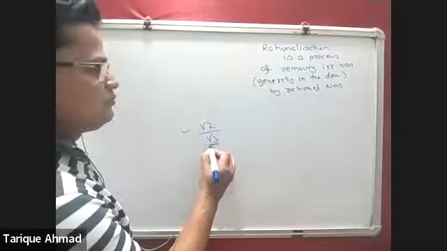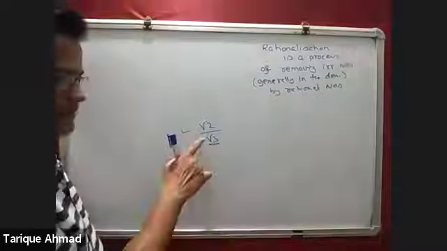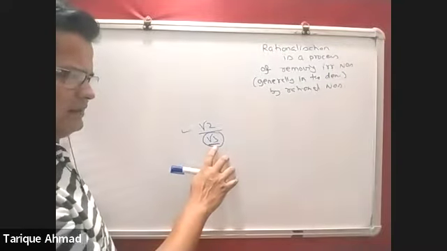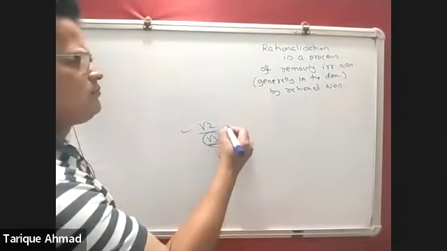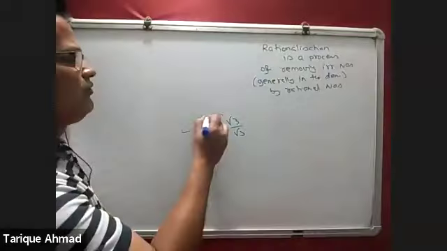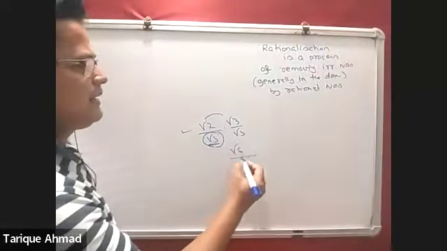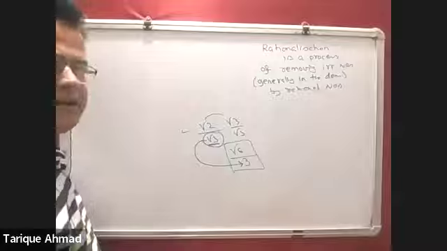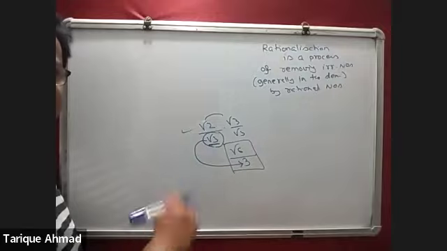How can we rationalize this one? We have root 3 in the denominator, and to remove it we have to bring a rational number here. Whatever number is written in the denominator, if it is one term, multiply and divide by that. Doing so, we get root 6 in the numerator and 3 in the denominator. Now this irrational is removed by a rational, which is 3, and rationalization is done.